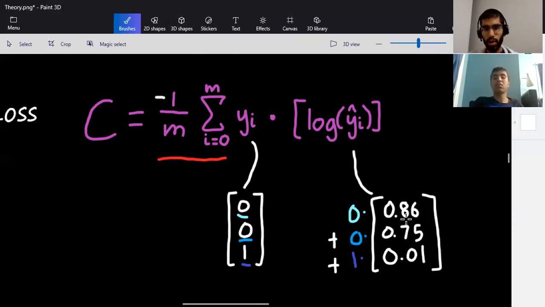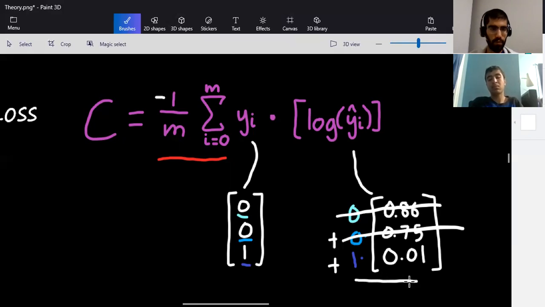So look what's happening. This is 0 times whatever, it's still 0. This is 0 times whatever, it's still 0. This is 1 times whatever. So this value is the one that counts. And in general, whatever the one value is, whatever the positive class is, that is the one that counts.